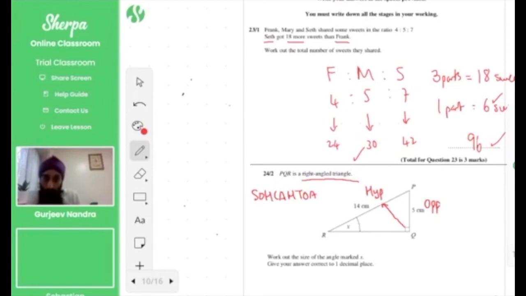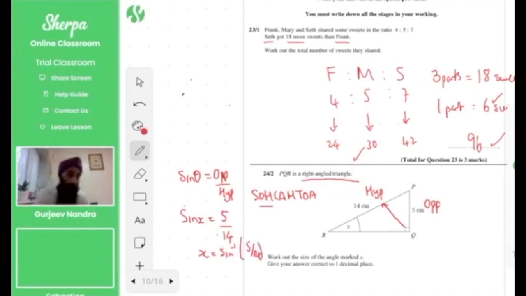So O and H, opposite and hypotenuse, are the letters that are involved, meaning we're going to use sine. So sine theta, sine of the angle, is opposite over hypotenuse. If we sub in everything that we know, we can say sine x equals 5 over 14. And since we're working out an angle, we'd then need to do the sine inverse of 5 over 14 using our calculator. So we're just going to do that quickly.